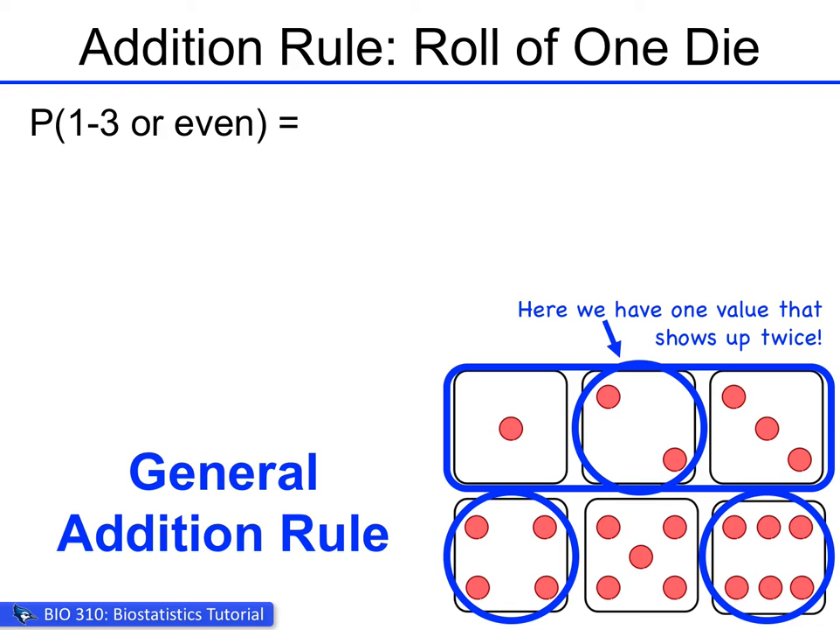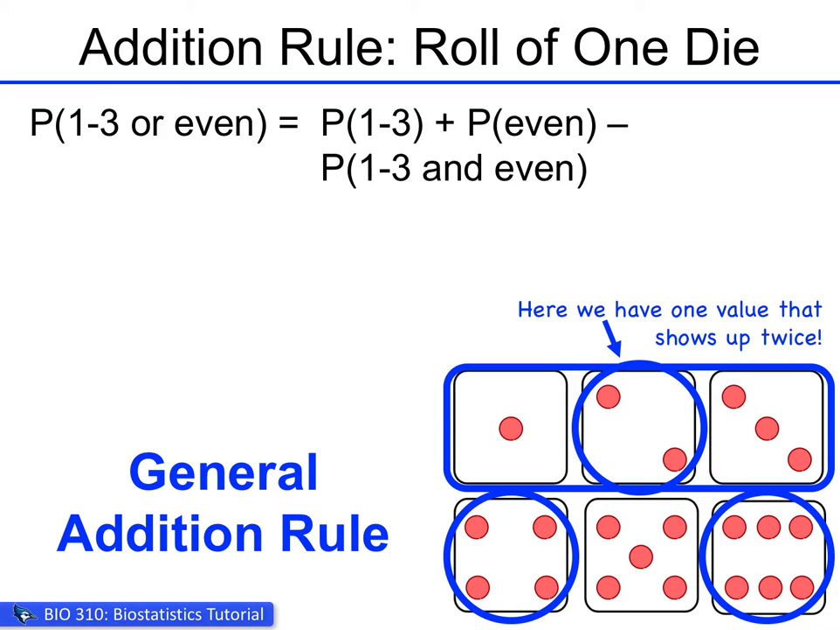So in this case, we're going to want to use the general addition rule. So we add the probabilities of each outcome of interest. So the probability of getting a 1, a 2, or a 3, plus the probability of getting an even number, but then we subtract out the chance of getting a result that simultaneously meets both criteria so that we don't double count anything.